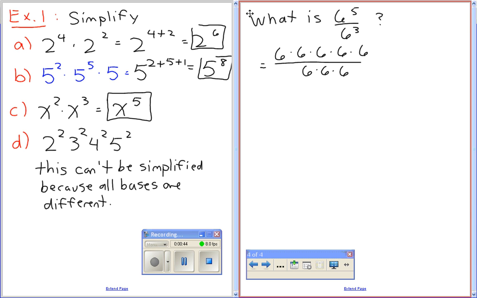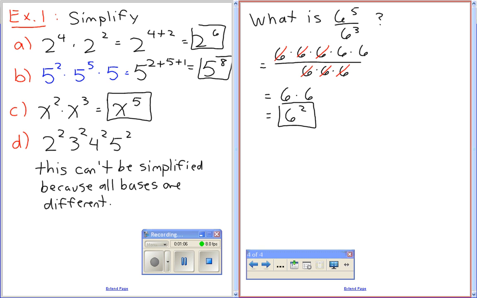Hopefully what you just said is I can just cross out. I have a 6 there and a 6 there, they're gone. I have a 6 there and a 6 there, they're gone. Okay, so I'm just left with a 6 and a 6. Josh, what does that turn into then in compressed form?